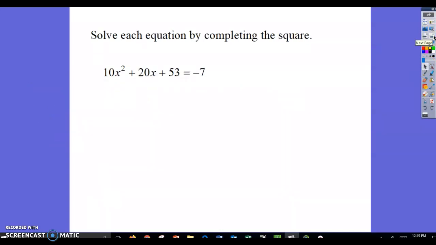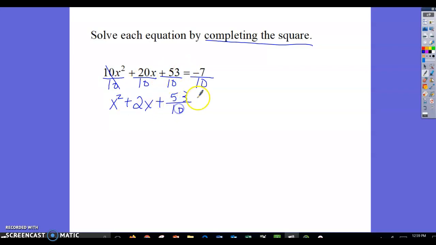I think we have one more example. Remember, the very first page said you can only use completing the square if the leading coefficient is a 1. So since this is a 10, we have one additional step. The additional step is divide the whole equation by 10. That gets rid of the leading coefficient. Once the leading coefficient is a 1, then we can complete the square. So 20 divided by 10 is 2x. This is just 53 over 10. And I'm just going to leave this as -7 over 10.